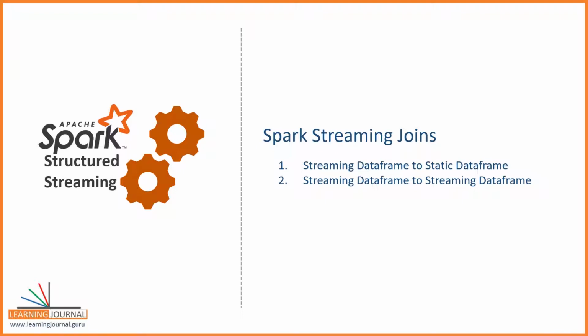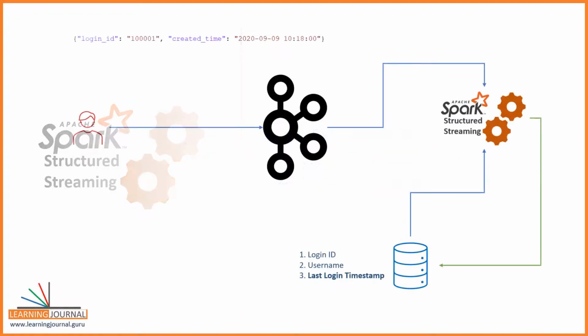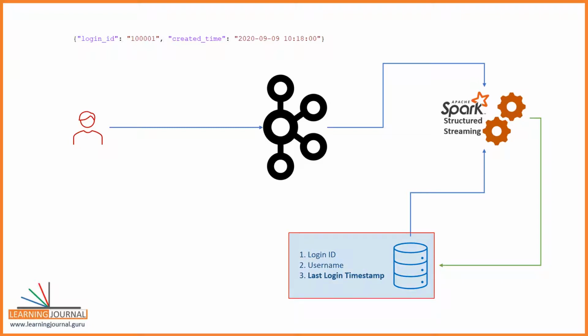Let me describe a simple requirement. Assume you are working for a bank. Your bank has a vast customer base, and some essential information about the customer is stored in the Cassandra database. Let's assume you have the following fields in your database: login ID, username, and last login timestamp. This is a kind of base data, right?